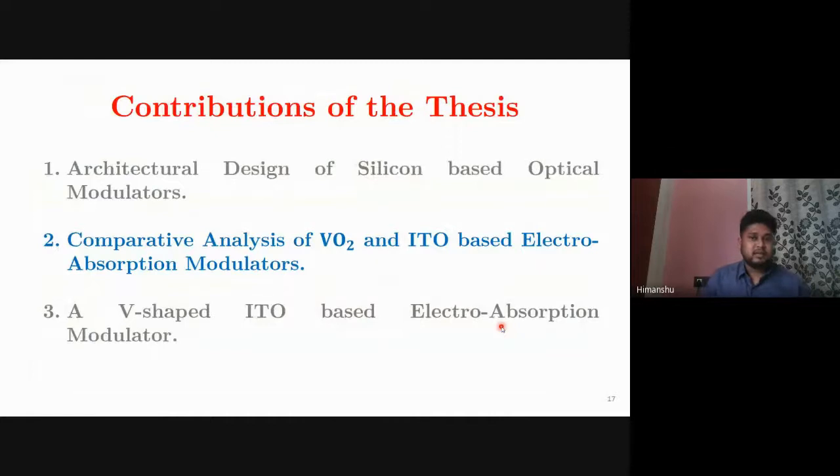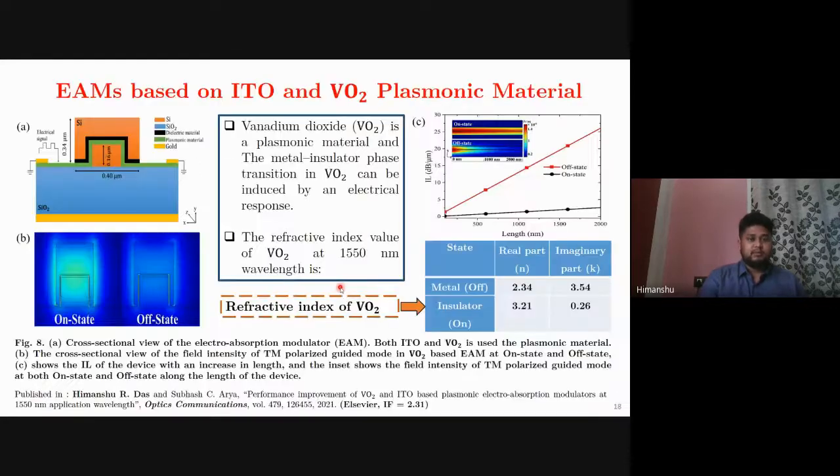So coming to the next contributory chapter of our thesis, this is the comparative analysis of VO2 and ITO based electro-absorption modulators. Here figure 8 shows the cross-sectional view of the device. The green color and black color lines indicate the plasmonic and dielectric material. What we have done here is that we have used two kinds of material as plasmonic material: indium tin oxide and vanadium dioxide. After that we have compared their results in terms of their performance metrics, and also compared with other contemporary devices having VO2 and ITO as the plasmonic material.